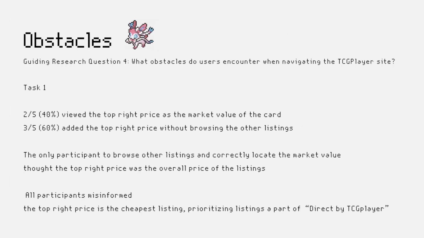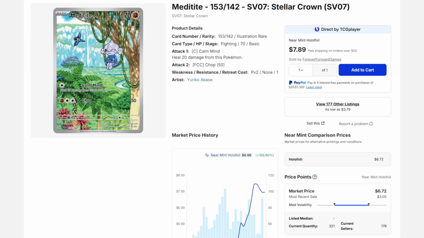Several participants experienced obstacles and errors while completing the tasks. For task 1, 2 users viewed the top right price as the market value of the card. 3 users added the top right price without browsing the other listings, and the only participants to browse other listings and correctly locate the market value thought the top right price was the overall price of the listings.